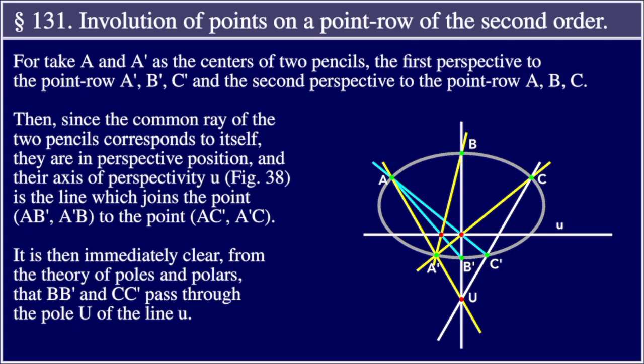For take A and A' as the centers of 2 pencils. The first perspective to the point row A', B', C', and the second perspective to the point row A, B, C. Then, since the common ray of the 2 pencils corresponds to itself, they are in perspective position, and their axis of perspectivity, u, figure 38, is the line which joins the points AB', A'B to the points AC', A'C. It is then immediately clear from the theory of poles and polars that BB' and CC' pass through the pole U of the line u.